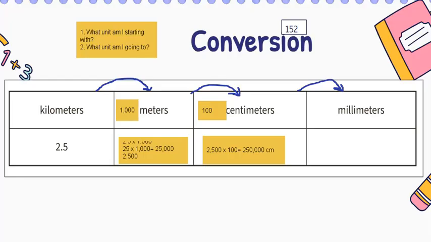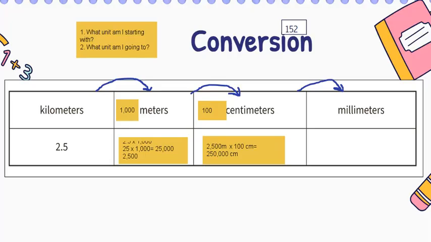250,000 centimeters. Please forgive me. In my last one, I forgot to put our units at the end. So this one would be meters, 2,500 meters in a kilometer. And I'll go ahead and put my 2,500 meters right here as well. Okay. Now, let's go to our next problem.